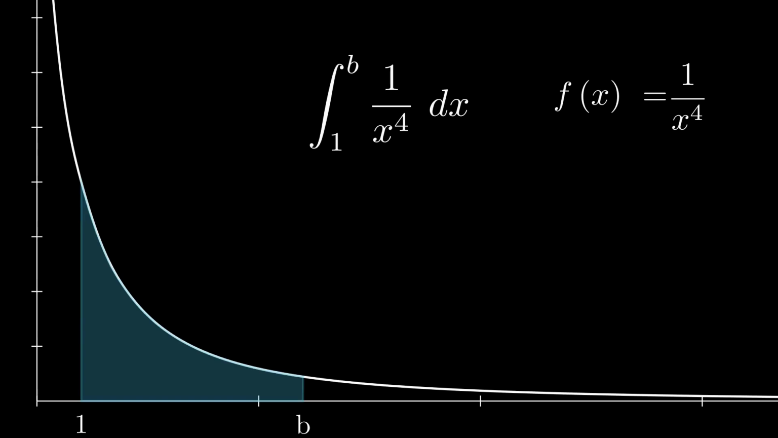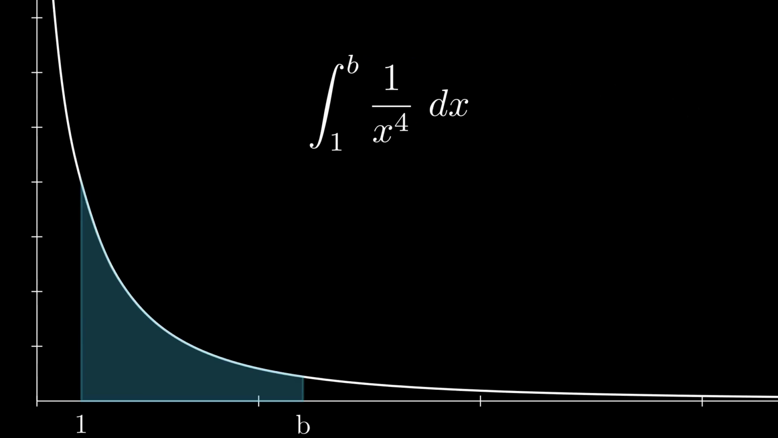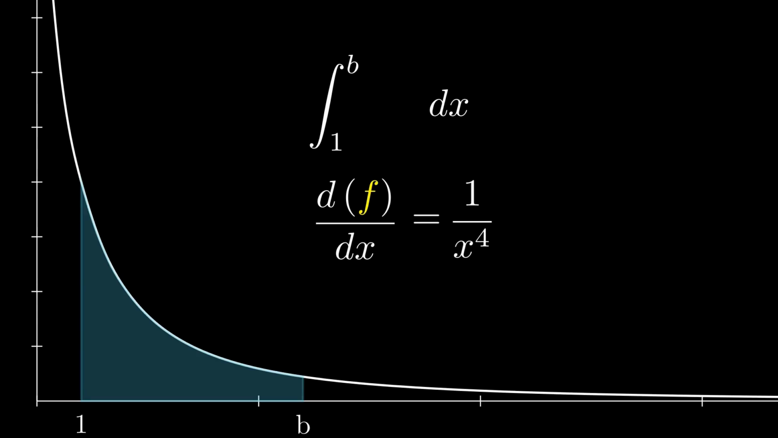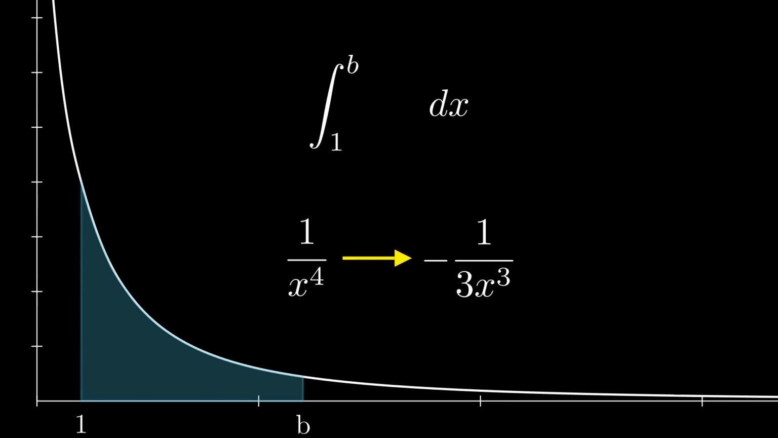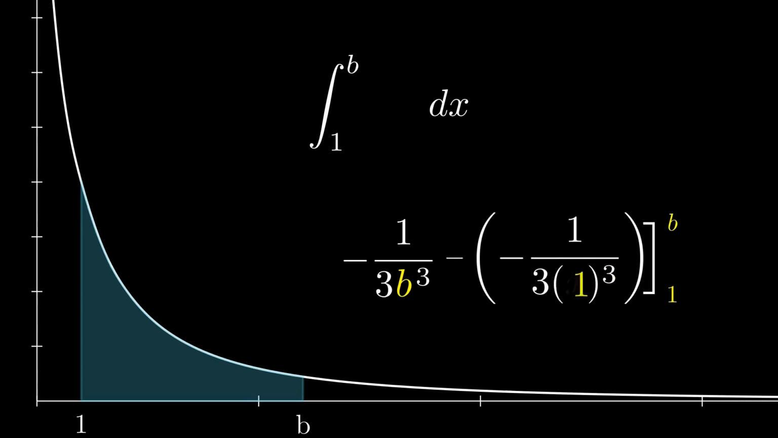Now let's actually evaluate this. The first step to evaluating a definite integral is to find an antiderivative of the function, or in this case, 1 over x to the fourth. Meaning we need a function such that when differentiated equals 1 over x to the fourth. With some elementary integration, we find that the antiderivative of this function is negative 1 over 3 times x to the third. Now we simply use the second fundamental theorem of calculus and evaluate the antiderivative with the top bound and subtract from it the antiderivative evaluated at the bottom bound.